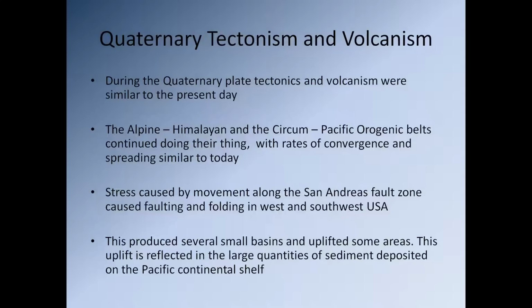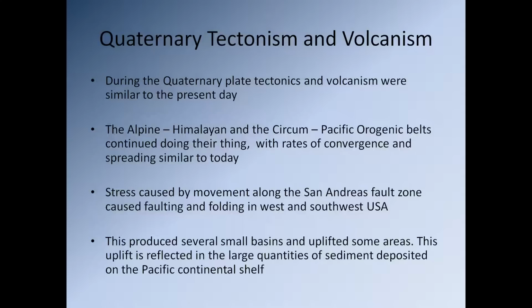So on the western seaboard of the United States, we see stresses caused by the movement of the Pacific plate past the North American plate along the San Andreas fault zone, which led to significant faulting and folding in the west and southwestern United States. That's still going on now. And this produced several small basins and uplifted areas. So remember, a basin is essentially a topographic low, which will fill with water eventually. So this deformation produced several small basins and uplifted some areas. And this uplift is reflected in the large quantities of sediment being deposited on the Pacific continental shelf.